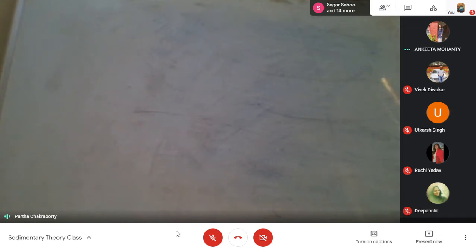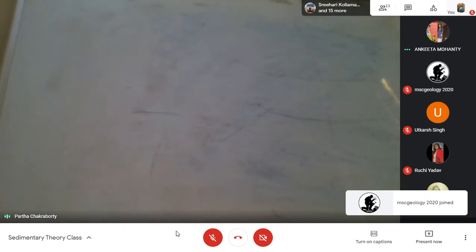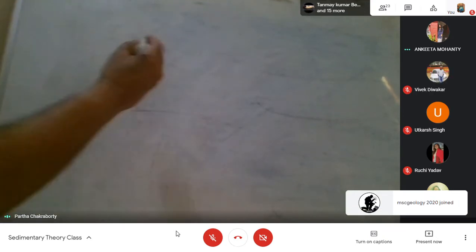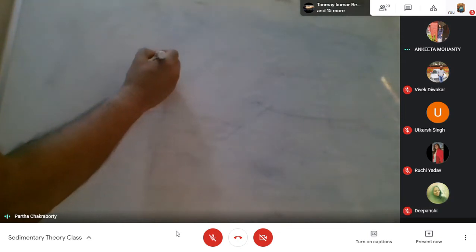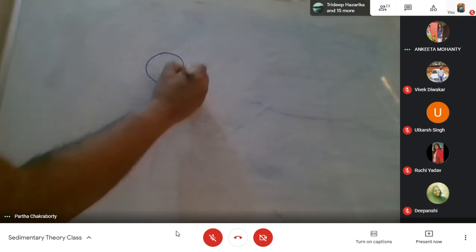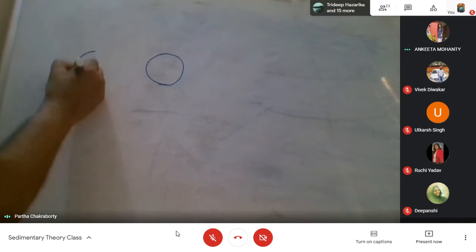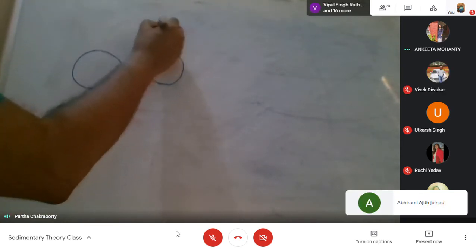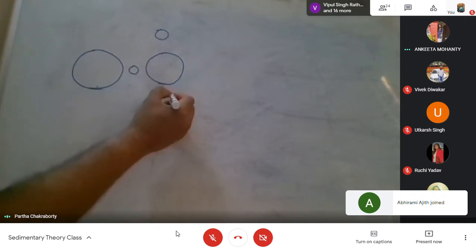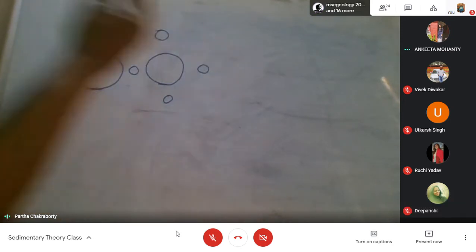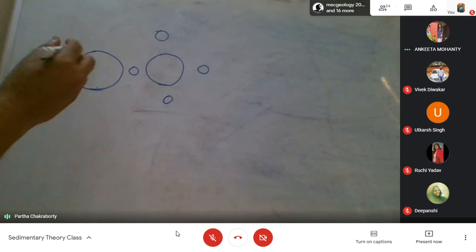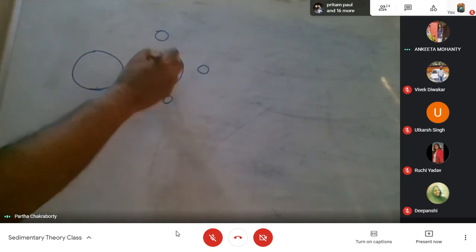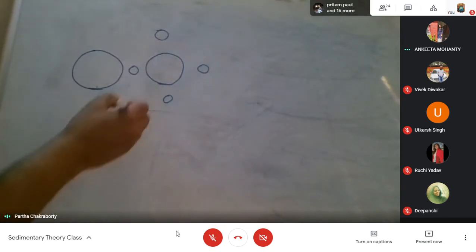Now, let us see how tide really operates. Very simplistically, say there is the earth, you have a sun, and then you have a moon. The moon can occupy 4 positions. So this is the sun, this is the earth, and the moon is rotating around it.